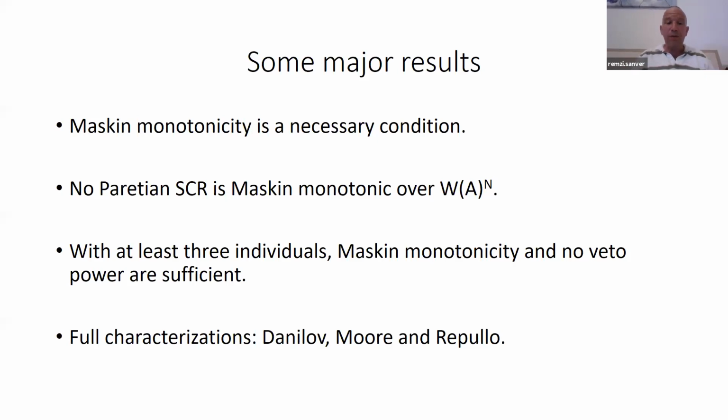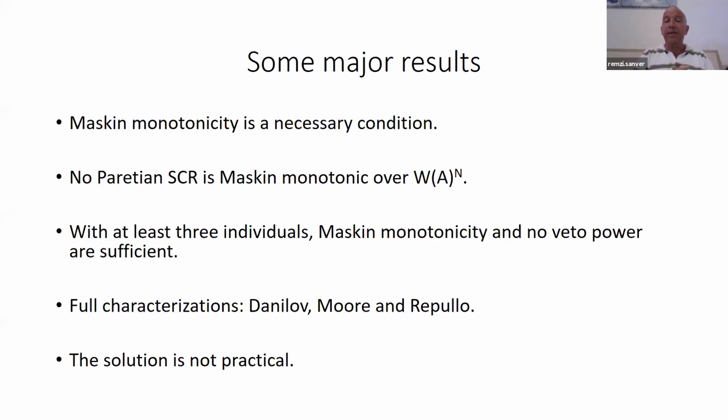And I also want to note that although we know that with 3 individuals, Maskin monotonic rules with no veto power are implementable, the result is not practical at all. There is a canonical mechanism where everybody sends as a message a preference profile together with an alternative and with an integer, and the message profiles are connected to the outcomes in a very complicated way. So you wouldn't elect the president of France with that mechanism. It shows the possibility, but it's not practical at all.